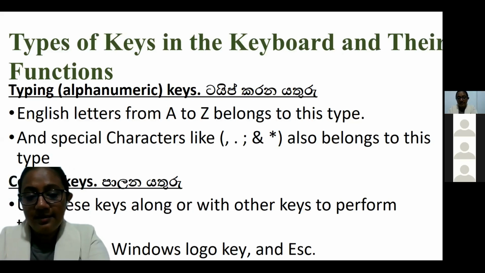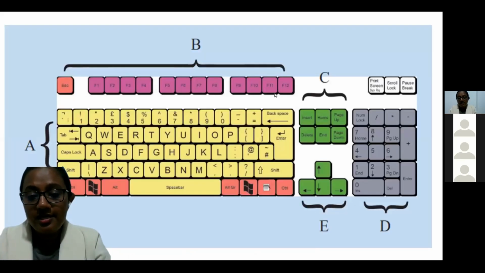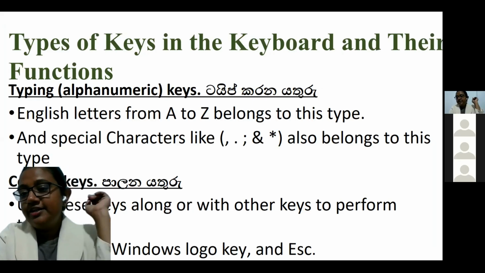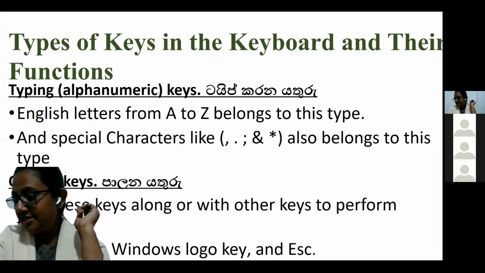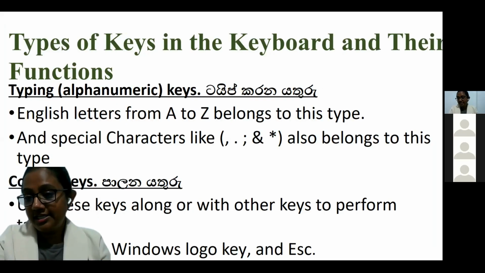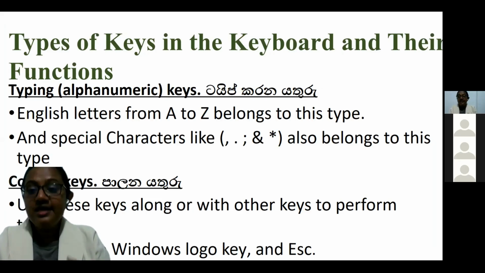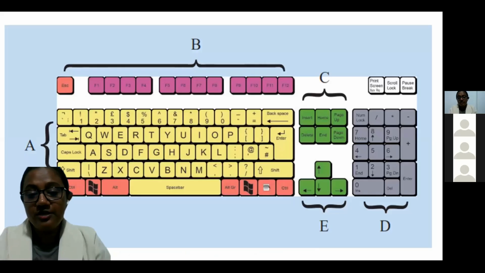Let's see here. Before that, what are the control keys? CTRL. It means we call it the control key. Then Alt, ALT. And the Windows logo key. Then the Escape key. CTRL, ALT, Windows logo key and Escape key.